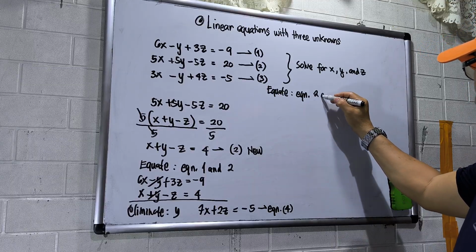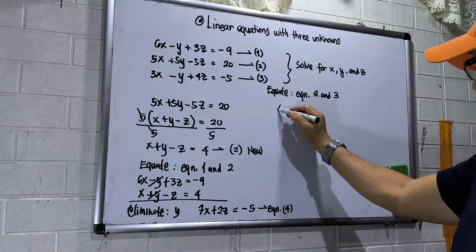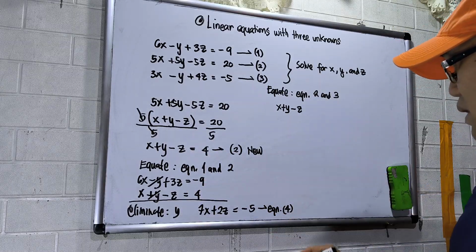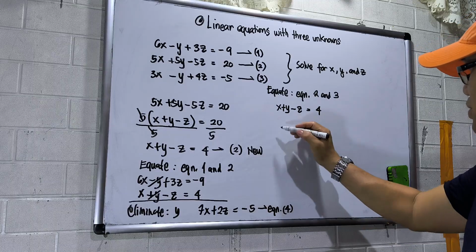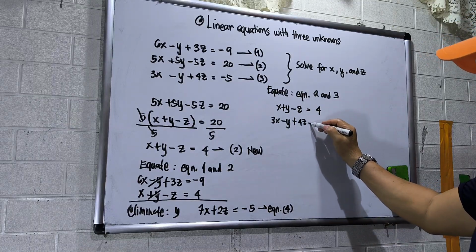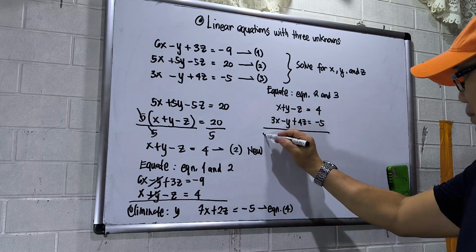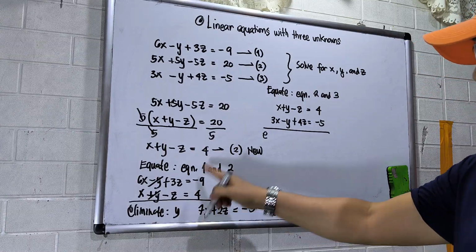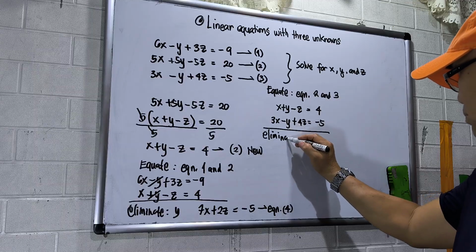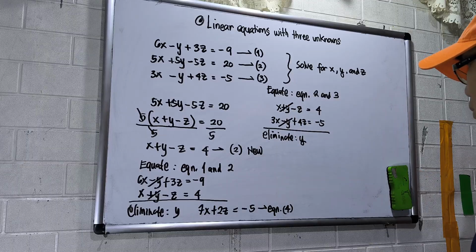Then equate equation 2 and 3. We will use the new second equation: x plus y minus z equals 4. Then the third equation is 3x minus y plus 4z equals negative 5. So y is ready for elimination. Whatever we eliminate in equations 1 and 2, we do the same with equations 2 and 3. So eliminate y also.